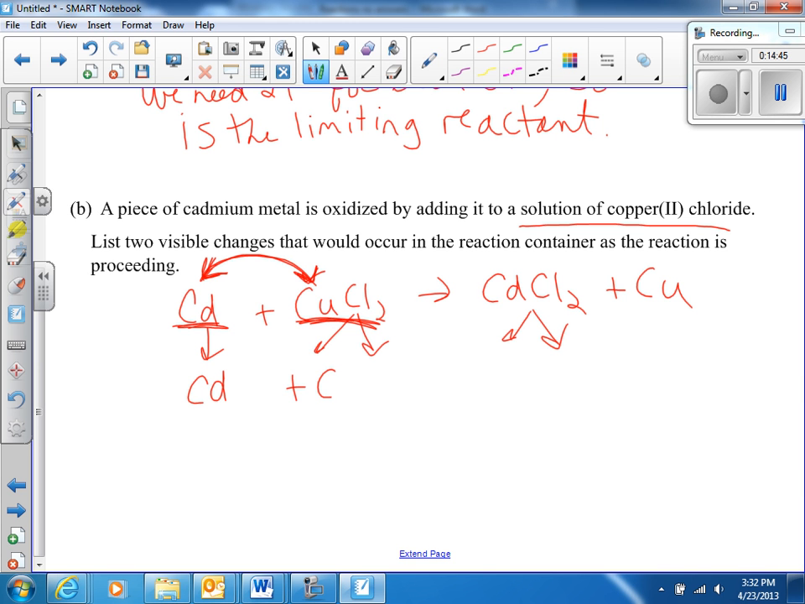So we get Cd, copper 2+, makes Cd2+, and copper. And that's balanced already. Very good.